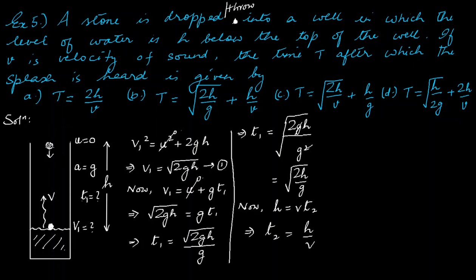So from the time you release it, the stone goes down and takes time T1. Now the splash, the sound goes up, it takes time T2. So therefore, what is the total time? Total time here will be T1 plus T2. T1 is the square root of 2h by g plus T2 is h by v. And which is the correct option? This one. That is the correct option.